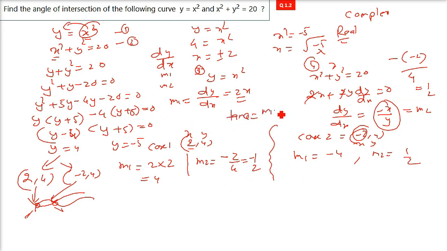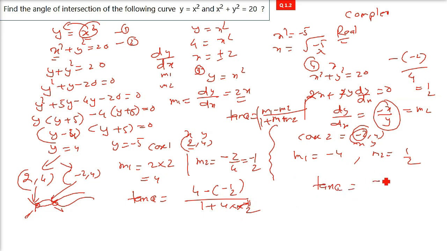Tan theta is what? m1 minus m2 by 1 plus m1 m2, and as I suggested earlier also, you have to take the modulus. It will always be positive. Even if it is negative sign, you have to take it as positive. Alright. So tan theta will be what? m1 minus m2 by 1 plus m1 m2. So 4 minus minus half, 1 plus 4 into negative half. And this will be the first angle between two lines at the first point.